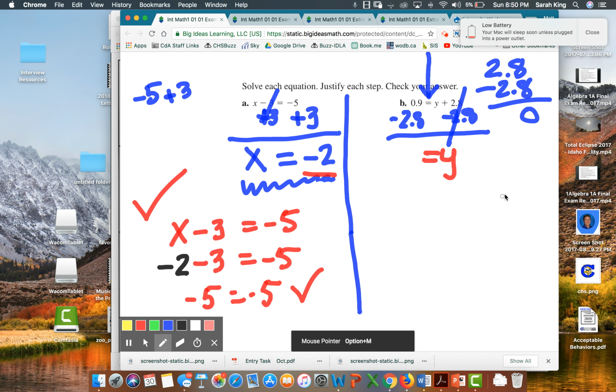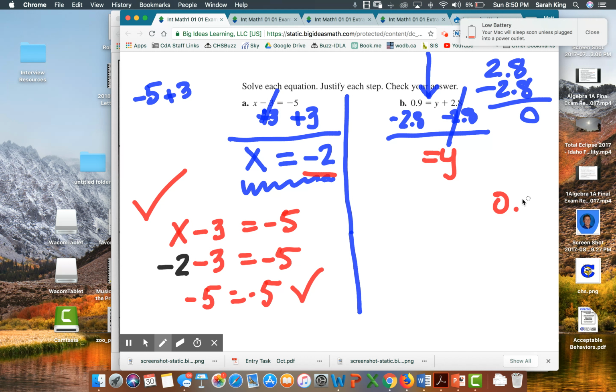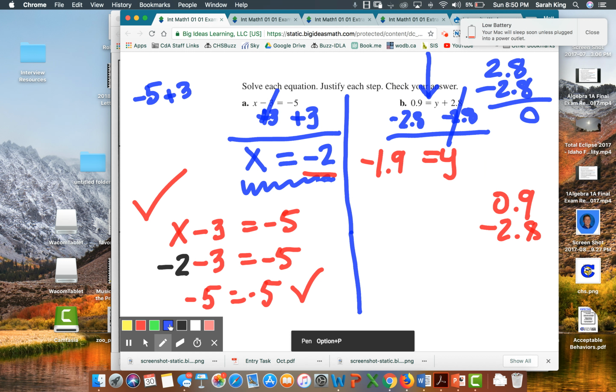So the arithmetic, essentially over on the side over here, is 0.9, and I'm going minus 2.8. So my final answer is negative 1.9. Use a calculator if you have to. Just go 0.9 minus 2.8. That's my final answer. Now I need to check my work. Double check, make sure that it's going to work out.